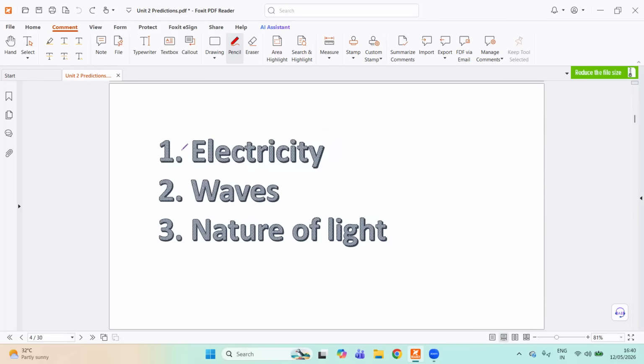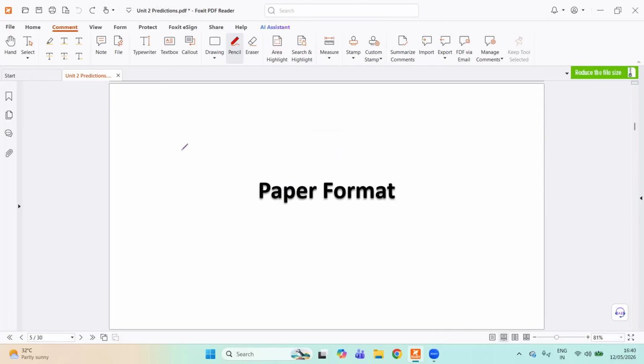All right, so there are three topics of Unit 2: electricity, waves, and nature of light. What I am guessing will be the format of the paper is there will be a burst of short questions in section B. Mostly we'll be discussing topics of section B because that's what's most important. A burst of short questions and answers, and the length and the difficulty will progressively increase with each question. This is my prediction.